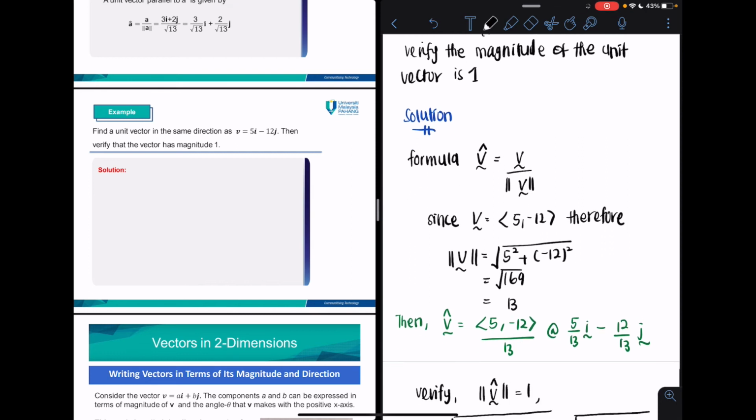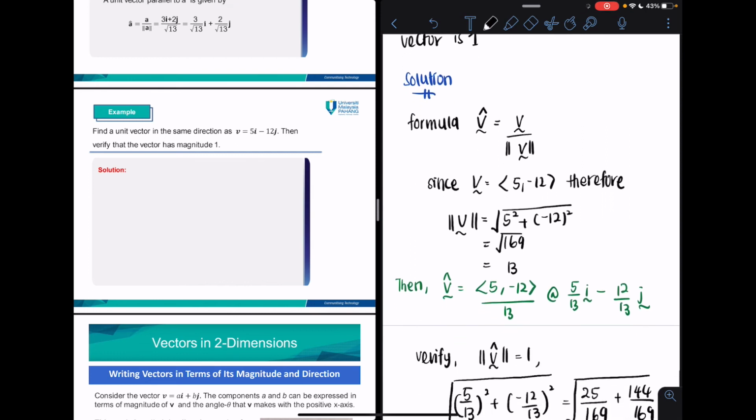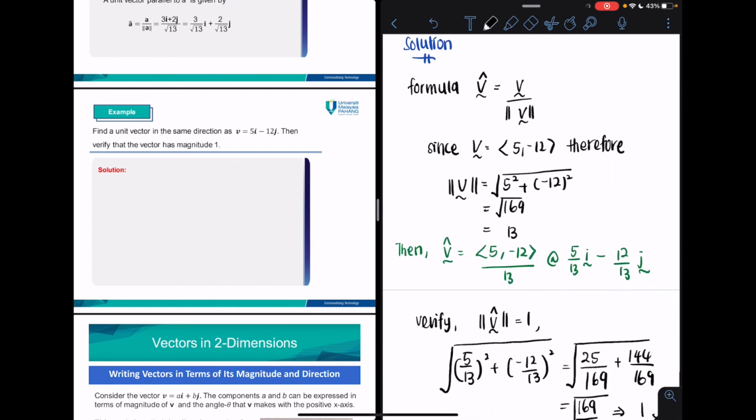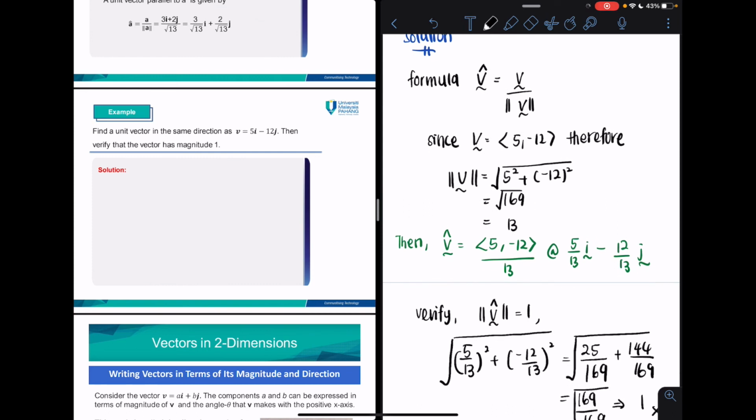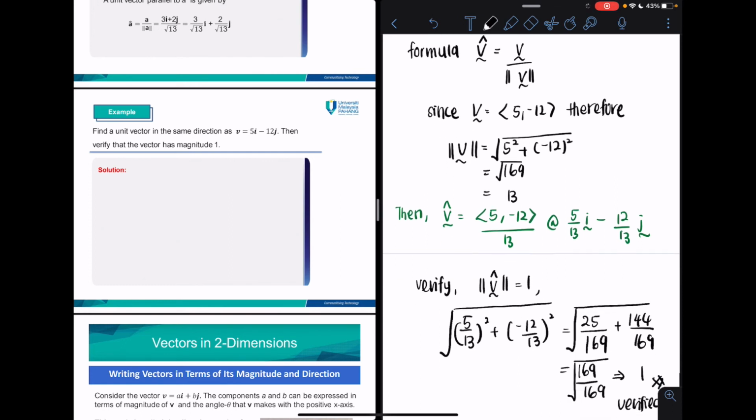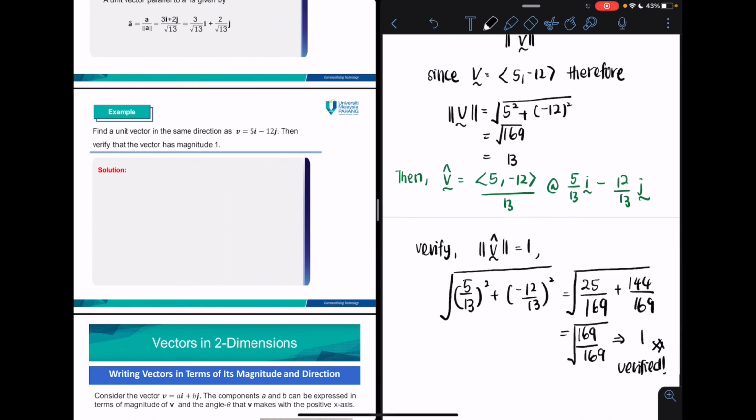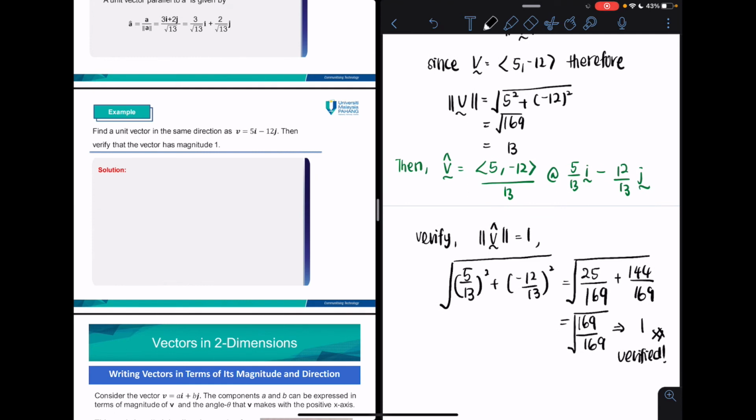And then our job is not finished. We have to verify that the magnitude of the unit vector v hat is equal to 1. So in this case, you also use the formula to determine the magnitude of a vector, which is a squared plus b squared, and then you find its square root. So you are able to show that the magnitude of the unit vector v is indeed 1, hence verified.